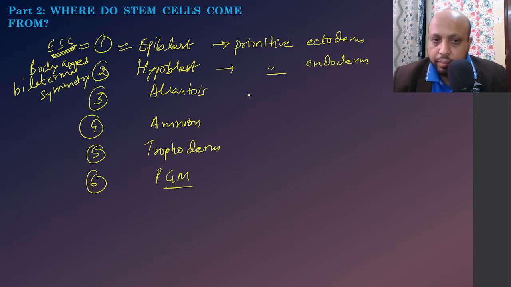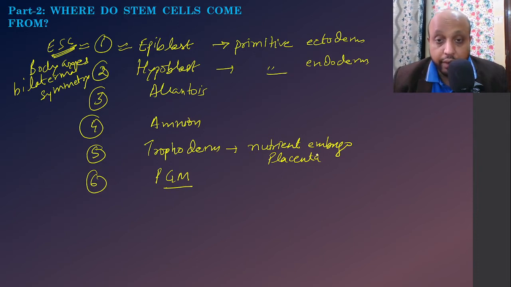The trophoderm provides the nutrients to the embryos, and later on it also helps in forming the placenta. So that's the trophoderm function.